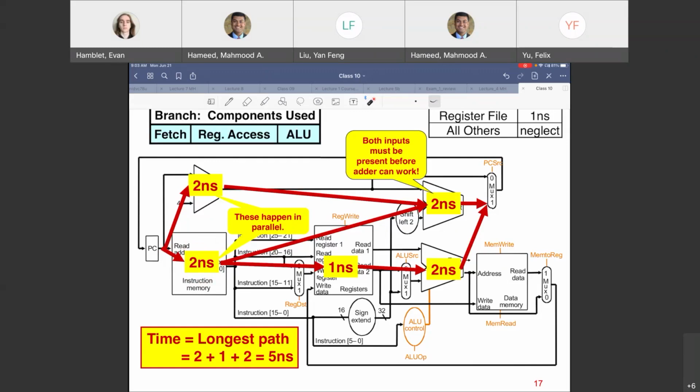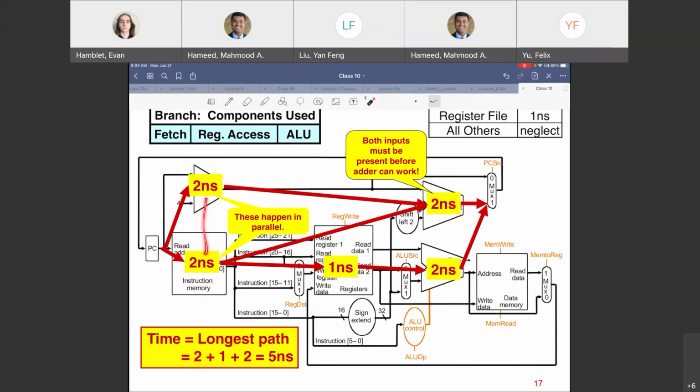And at the same time, because it's a branch when equal instruction, PC plus 4 happens at the same time. For all the other instructions, it is just PC plus 4, but for a branch when equal instruction, it matters now, because it could be PC plus 4 plus branch address. So that 2 nanoseconds and this 2 nanoseconds are happening in parallel. We don't need to do this plus this. They are both happening at the same time. So that's 2 nanoseconds there.